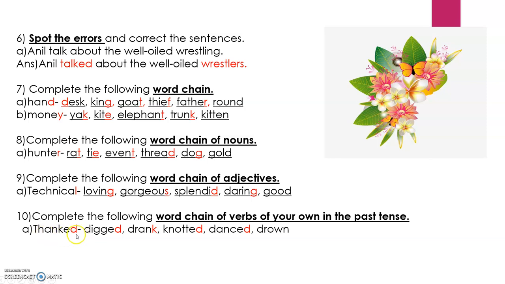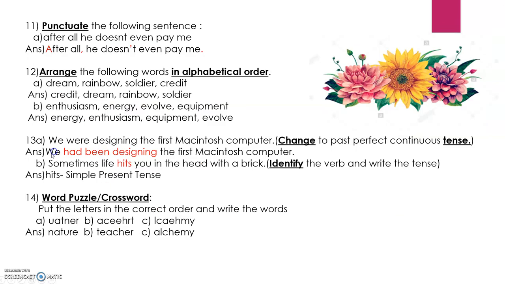First word is given, thank. Okay, then you have to put the other. So the other word, D will go. What you will have? Digged. ED, no? Past tense. Then drank. I drank water. We finished the action, past tense. Then K, knotted. Gat marna, no? It's called knotted. Then D, danced. Okay, D. Then drown. Dubna, drown. Past tense.